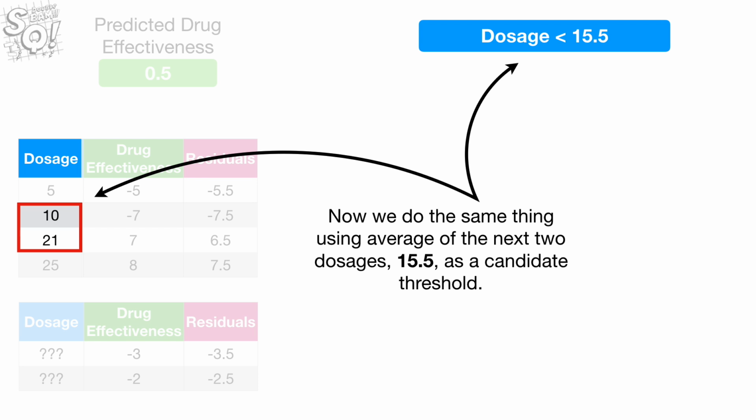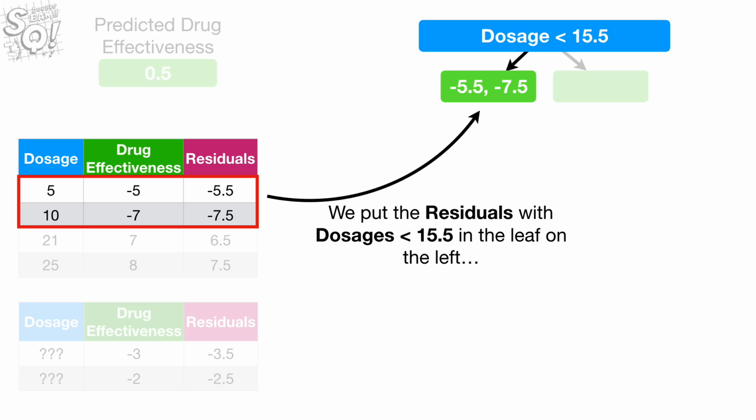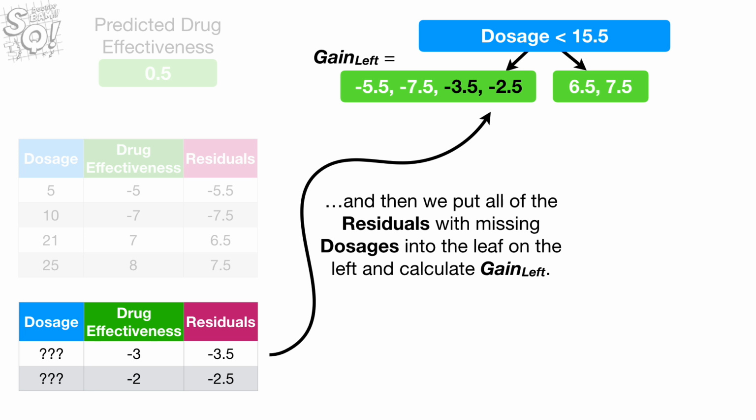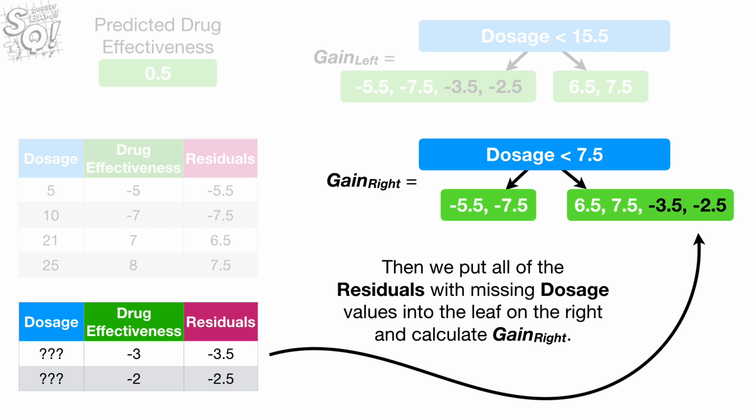Now we do the same thing using the average of the next two dosages, 15.5, as a candidate threshold. We put the residuals with dosages less than 15.5 in the leaf on the left, and the residuals with dosages greater than or equal to 15.5 in the leaf on the right. And then we put all of the residuals with missing dosages into the leaf on the left and calculate gain left. Then we put all of the residuals with missing dosage values into the leaf on the right and calculate gain right.